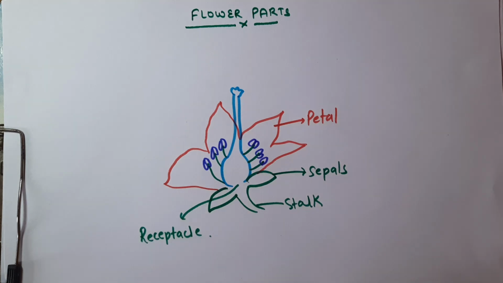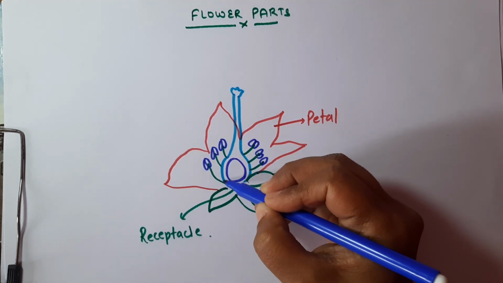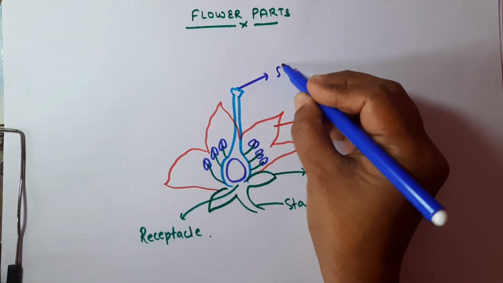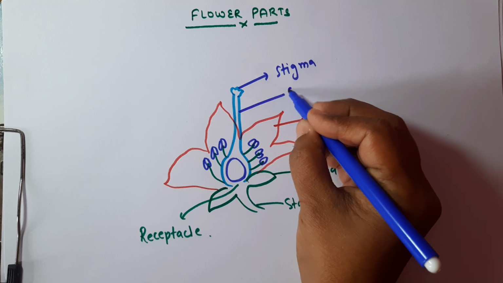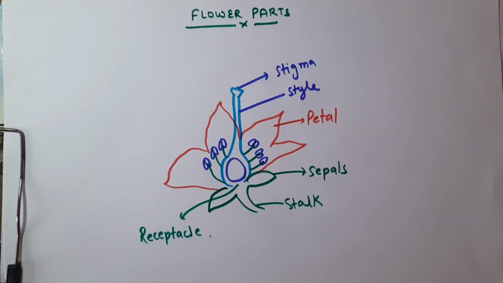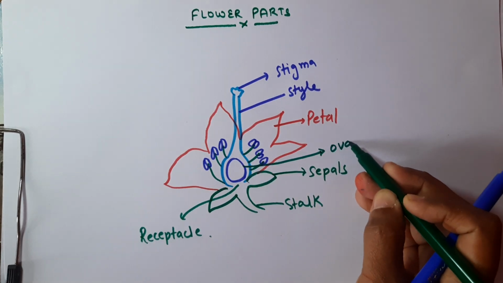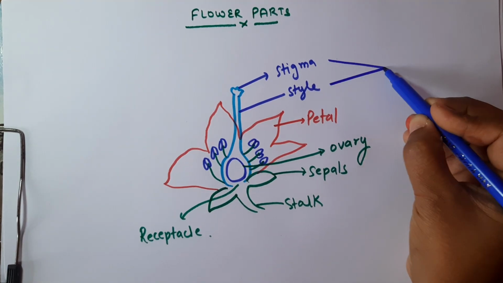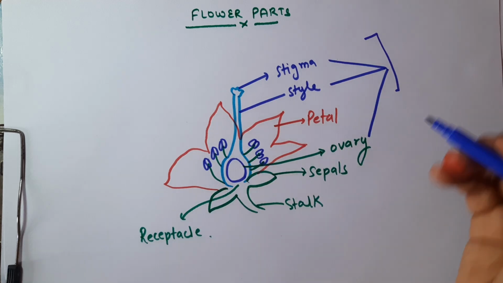Now let's talk about the female portion. So this round structure, this one is known as the female portion, and it contains the stigma. Okay, this elongated tube-like structure is known as style, and this swollen base is known as ovary. Okay, so together stigma, style and ovary, they are known as carpel.